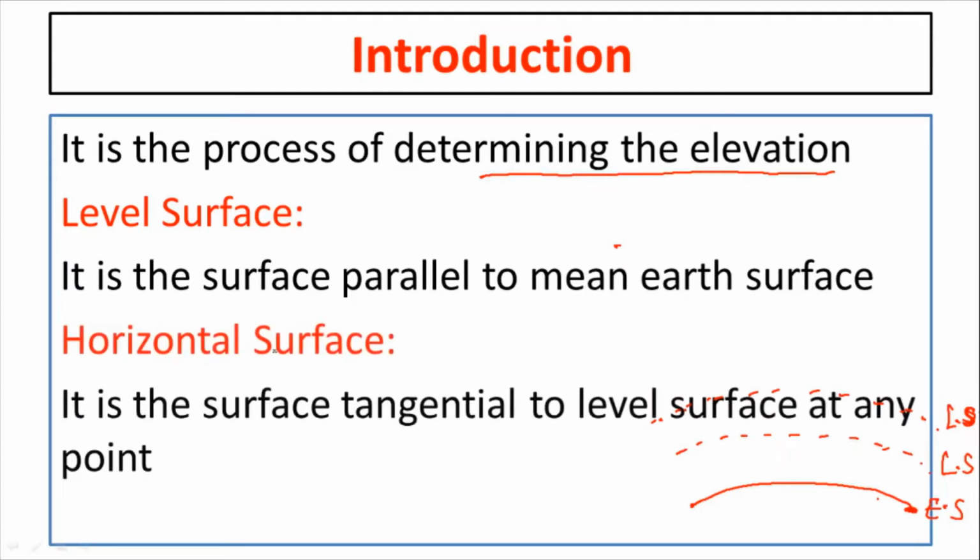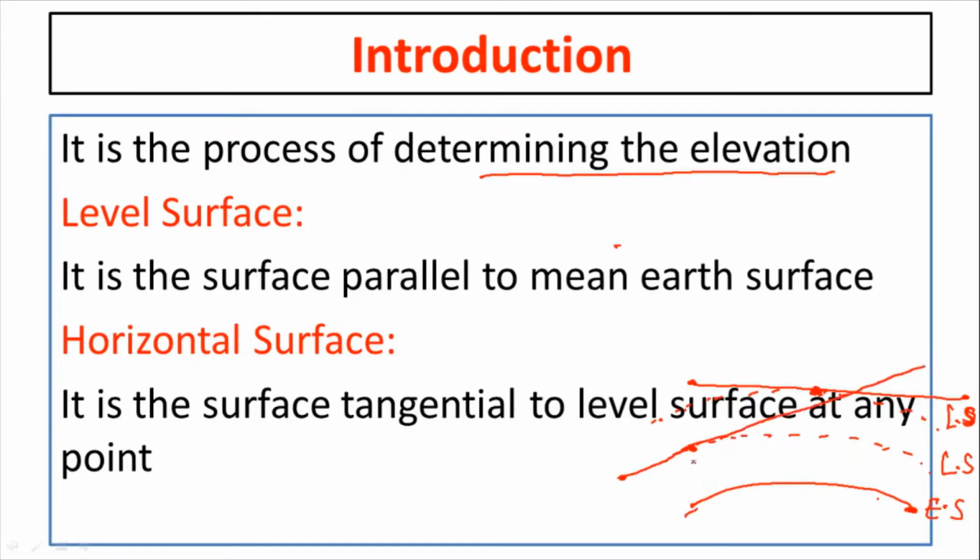Then the next one is the horizontal surface. What is a horizontal surface? Take any point on the level surface and draw a tangent there. This surface will be called the horizontal surface. Suppose you have taken the point here on the level surface, then if you draw a tangent, the tangent will be like this.